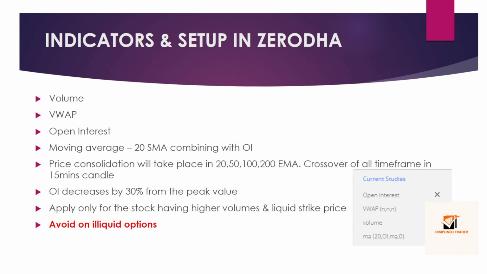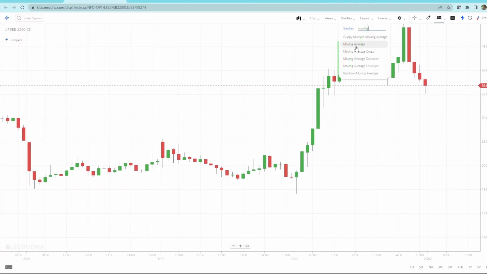Now coming back to the indicators and setup, I'm using Zerodha, where I'll be using the setup of volume, VWAP, open interest, and moving average, the 20 SMA combined along with the OI. So here is how I go.